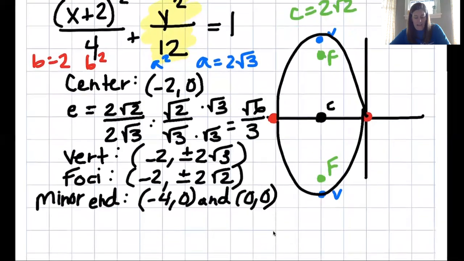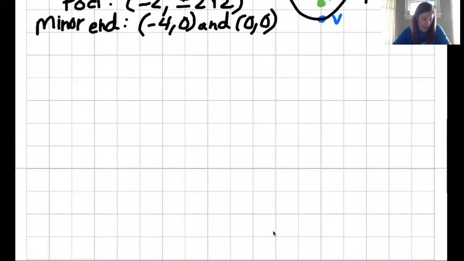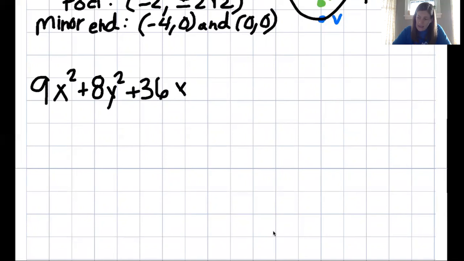All right, so I've got one more problem for you. You can probably guess what kind of problem we're going to do next. It's one of those where we need to complete the square. So I've got 9x squared plus 8y squared plus 36x plus 96y plus 252 equals 0.